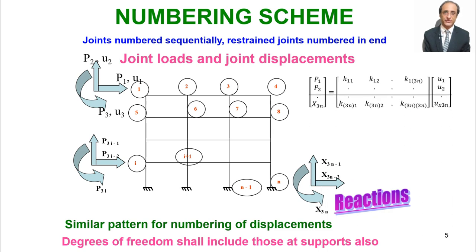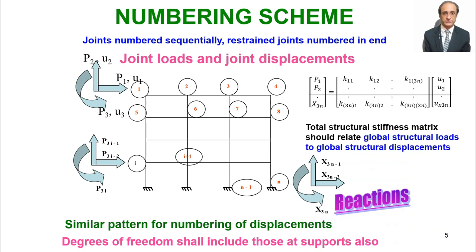So now we want to make a matrix like this. On the left hand side we have the force vector. The force vector should include the external forces as well as the resulting reactions, both of them should be there. And similarly we have here the displacement vector. So we can do a partitioning. Somewhere around here we can do a partitioning where all the P terms finish and all the X terms start.